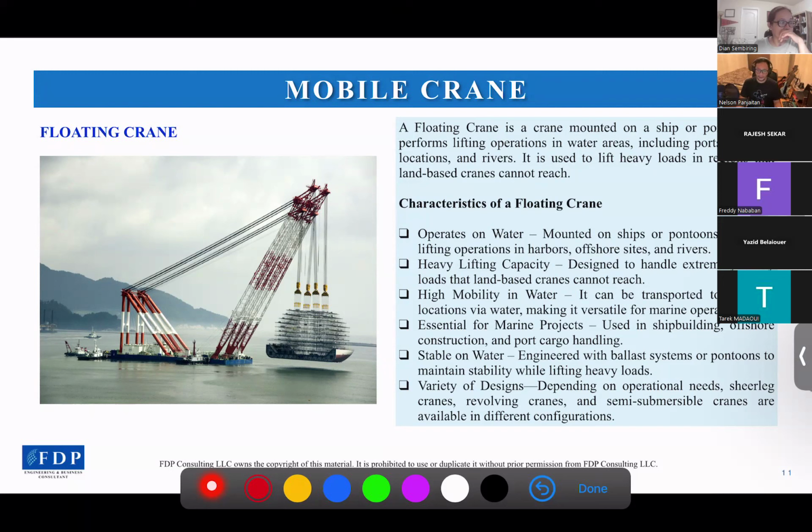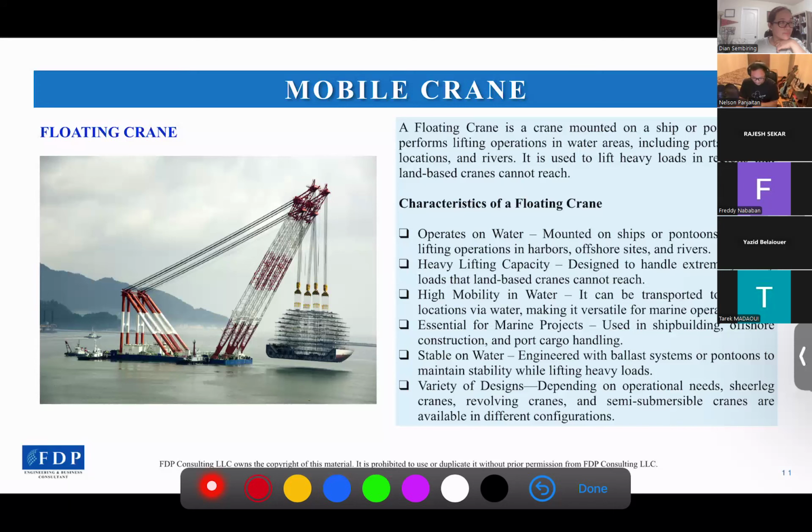It uses a water ballasting system for stability. We will not discuss this type of crane in this program. We are still developing the details about this crane, and we will be launching it soon in an advanced class. So that's for the mobile crane.